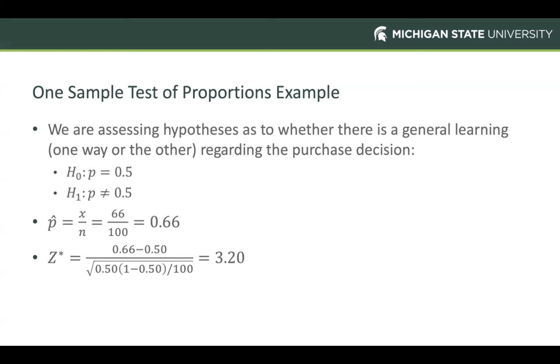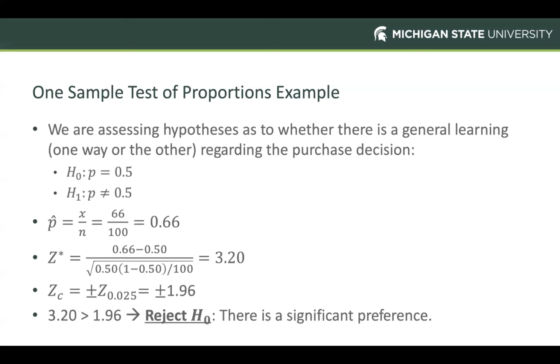If we're assuming we're conducting this test at alpha of 0.05, we should hopefully all remember at this point that our critical values in the case of a two-sided test would be plus or minus 1.96. And so in this instance, we reject the null, and we do conclude that there is a significant preference in this specific sample. Individuals are more inclined to be interested in acquiring an autonomous vehicle versus not.